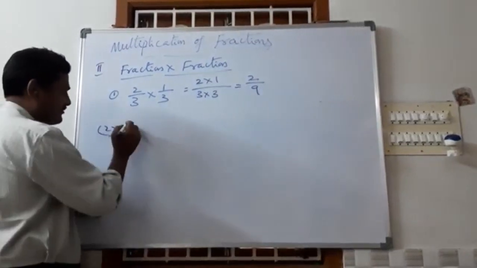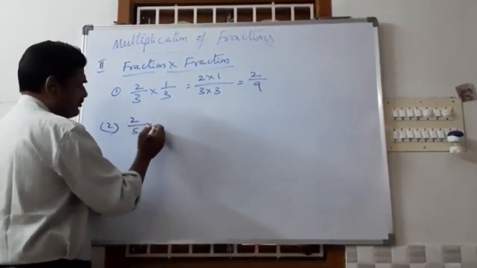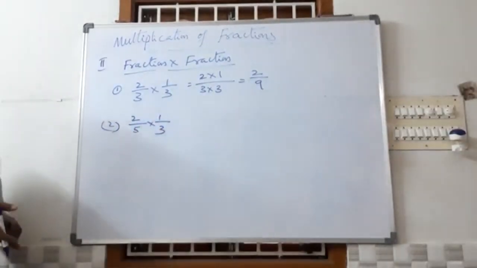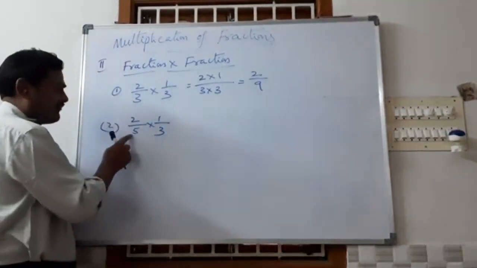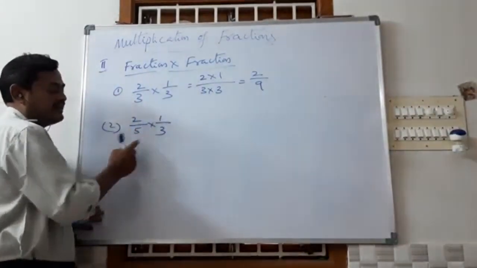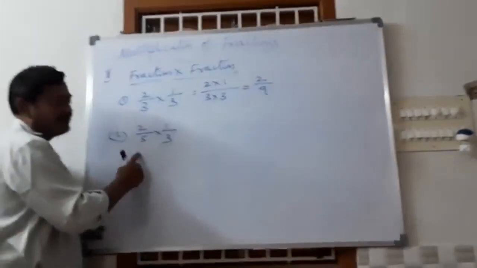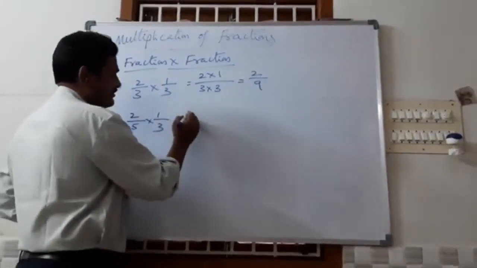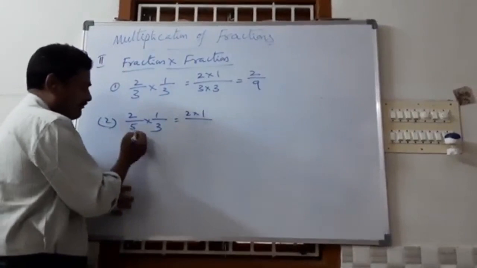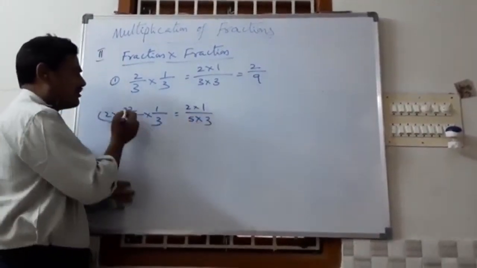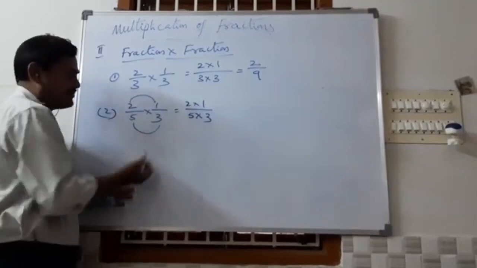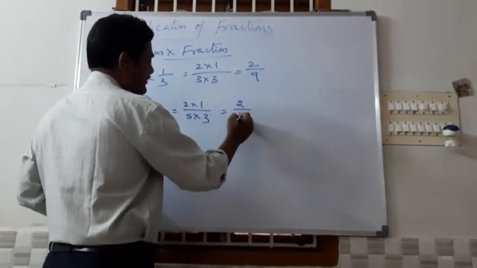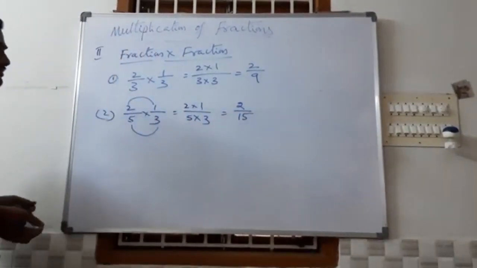Now if we take another example. 2 by 5 into 1 by 3. 2 by 5 is one fraction and 1 by 3 is another fraction. We want to multiply these two fractions. How can we multiply? Numerators. What are the numerators? 2 into 1, by 5 into 3. So we multiply numerator and denominator. Then 2 ones are 2, by 5 3s are 15. Like this we can multiply.